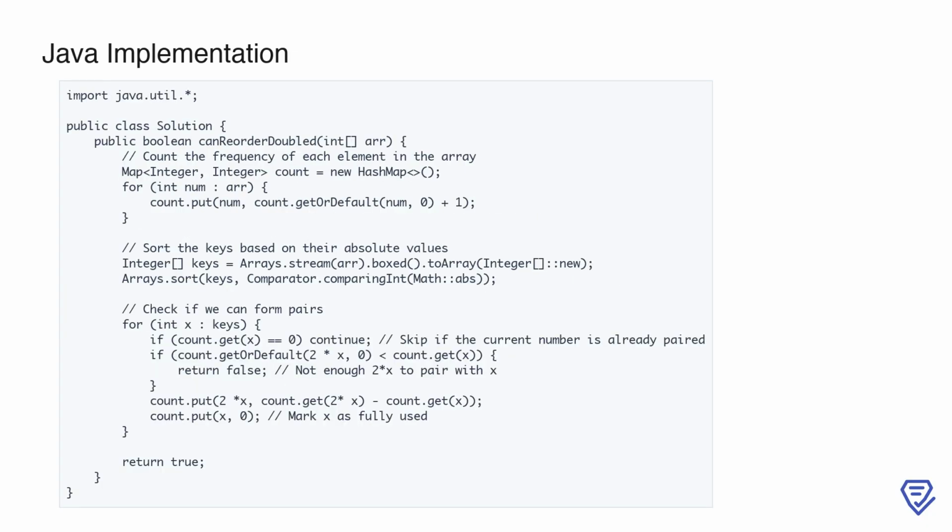This is the Java implementation of LeetCode problem number 954, Array of Doubled Pairs. The logic mirrors the Python solution, using a hash map to count element frequencies and sorting the keys based on absolute values to handle negatives correctly. Java-specific differences include explicit type declarations, usage of collections like HashMap and Arrays, and handling boxed integers when sorting. The implementation ensures that all elements can be paired appropriately, adhering to the constraints of the problem.